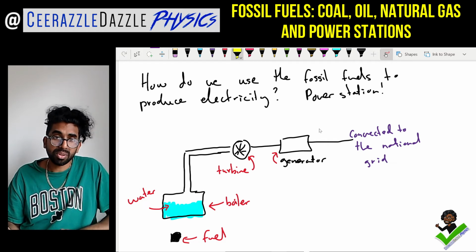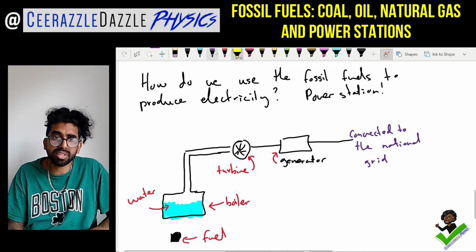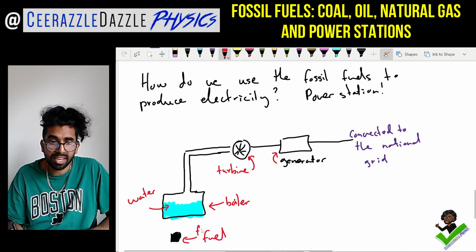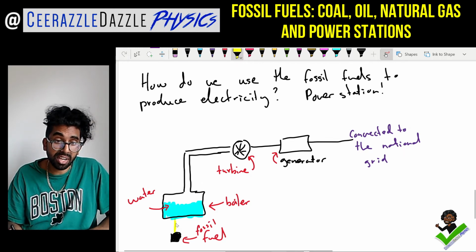So let's say you're given the fuel and it's at the bottom over here. Here's our fuel, our coal, oil, or natural gas. I'll put down the words fossil fuel if it helps. You're going to first of all ignite it, so we let it catch on fire.